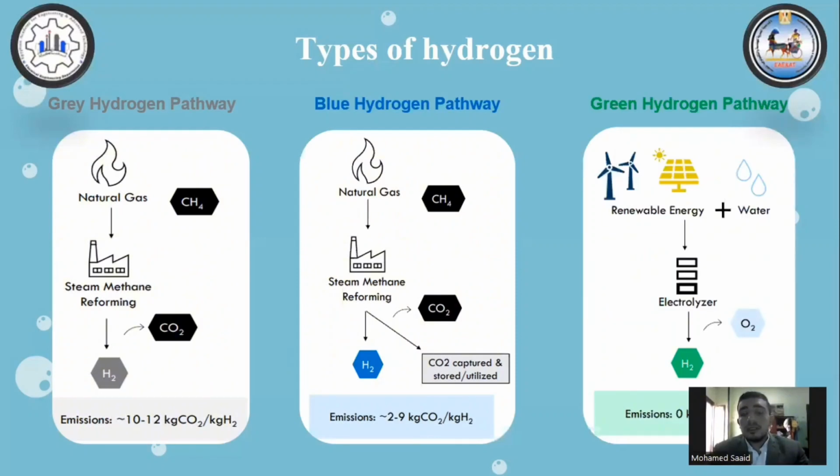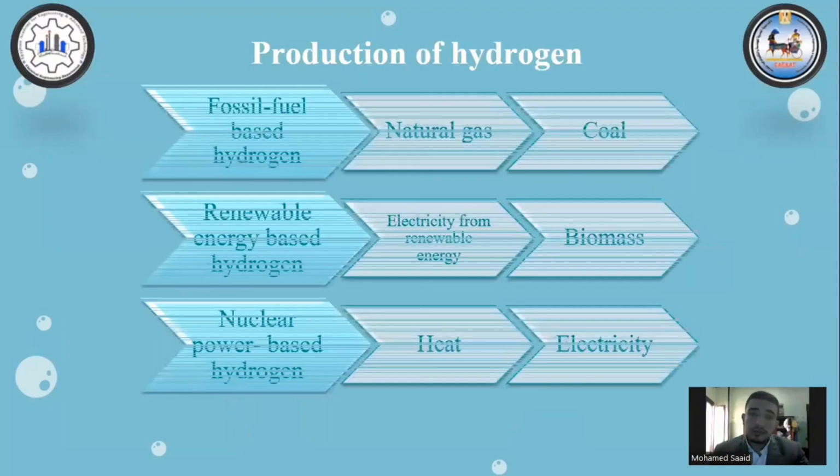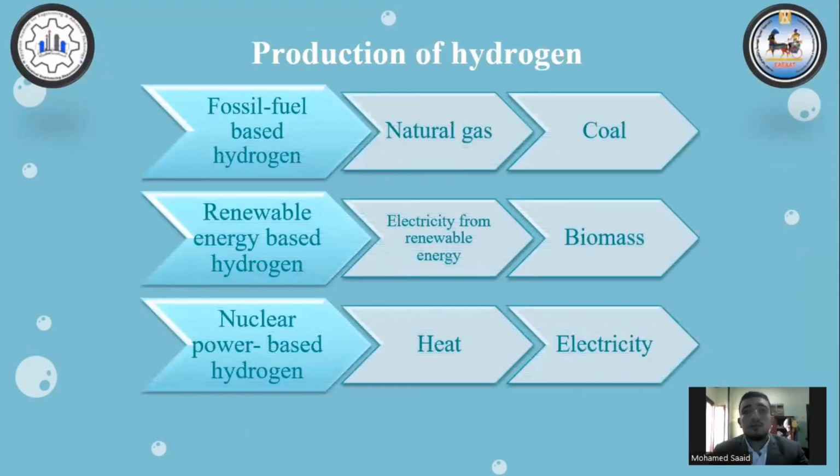Green hydrogen: water electrolysis, but using electricity that comes from renewable energy. It produces oxygen and hydrogen. It has zero emissions of carbon dioxide to produce hydrogen. The production of hydrogen. The three main sources to produce hydrogen are fossil fuel, renewable energy, and nuclear energy. Fossil fuels such as natural gas and coal, renewable energy such as electricity from renewable energy or biomass, and nuclear energy, heat and electricity.